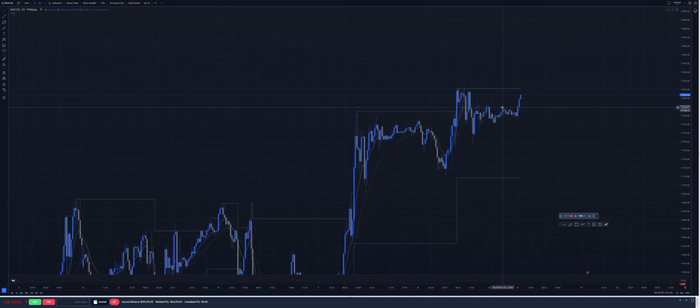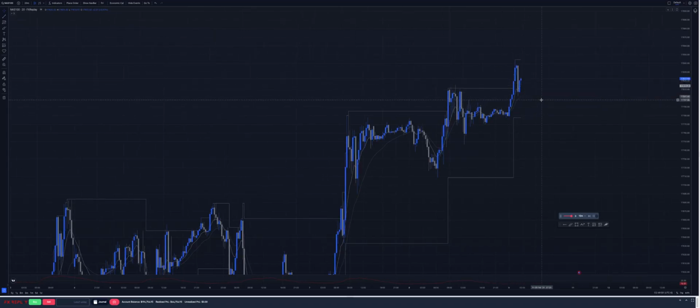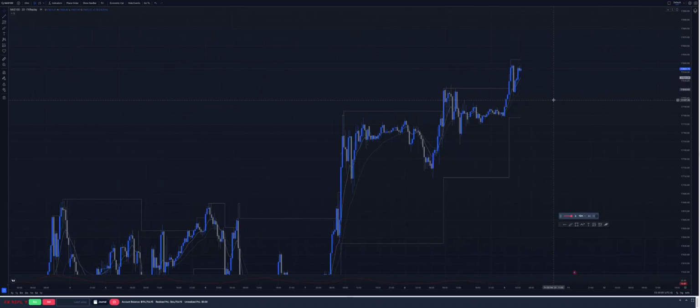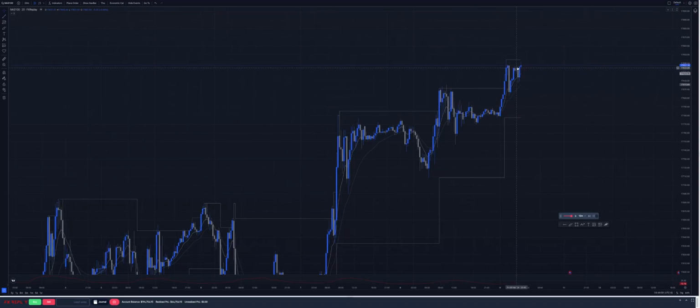Didn't really give us a good entry. Like, this was the only place right here, but it's a little too low. Like, it could have easily reversed. And so now we're just going to give it time. Came back down. I want to see a nice build up from here. Nothing to do quite yet. The only place I see an entry is right here.